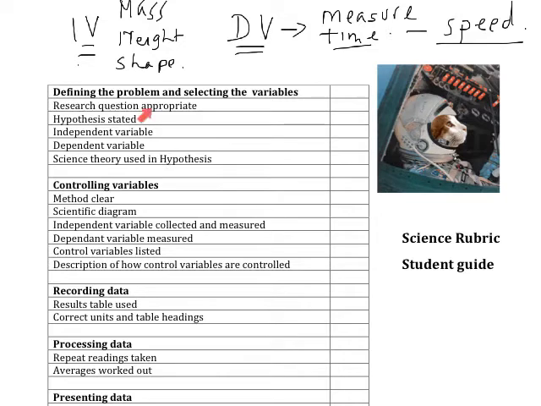You also need to make sure it's appropriate. That means you need to make sure that the sentence makes sense. So don't just say, how does the shape affect time? You need to make a full statement. How does the shape of the cone affect the time it takes it to fall? So make it a full statement that anybody can understand.